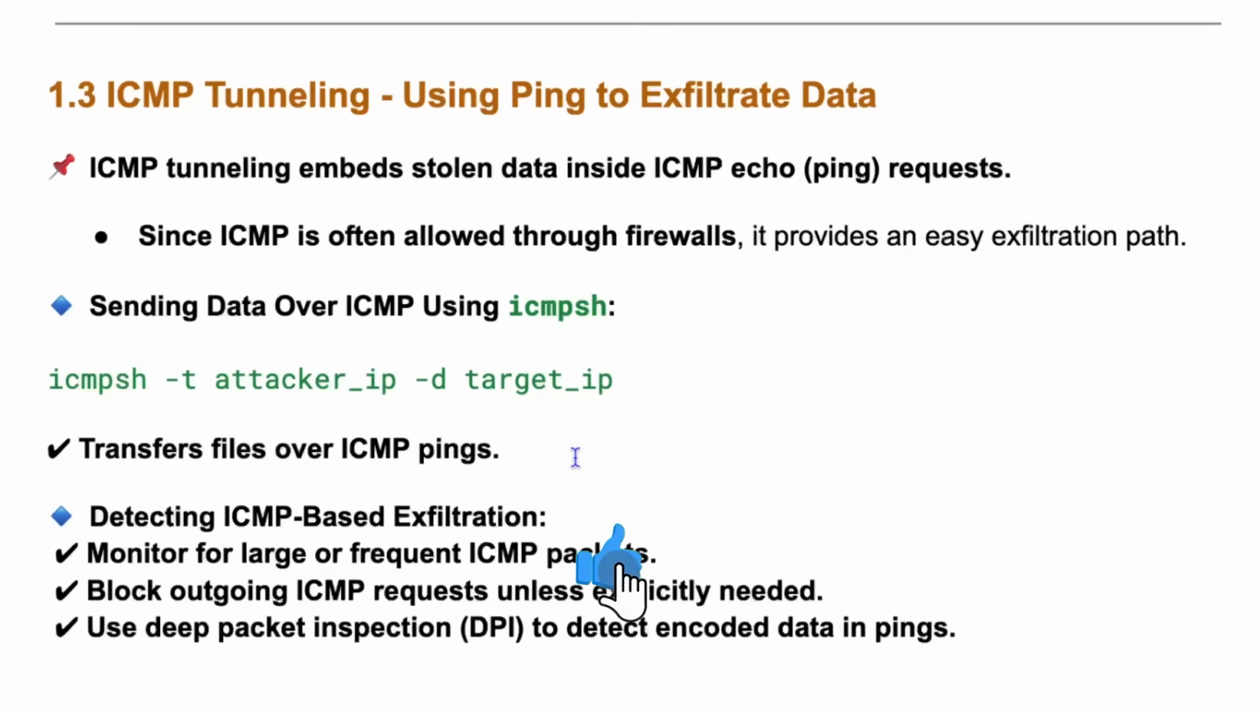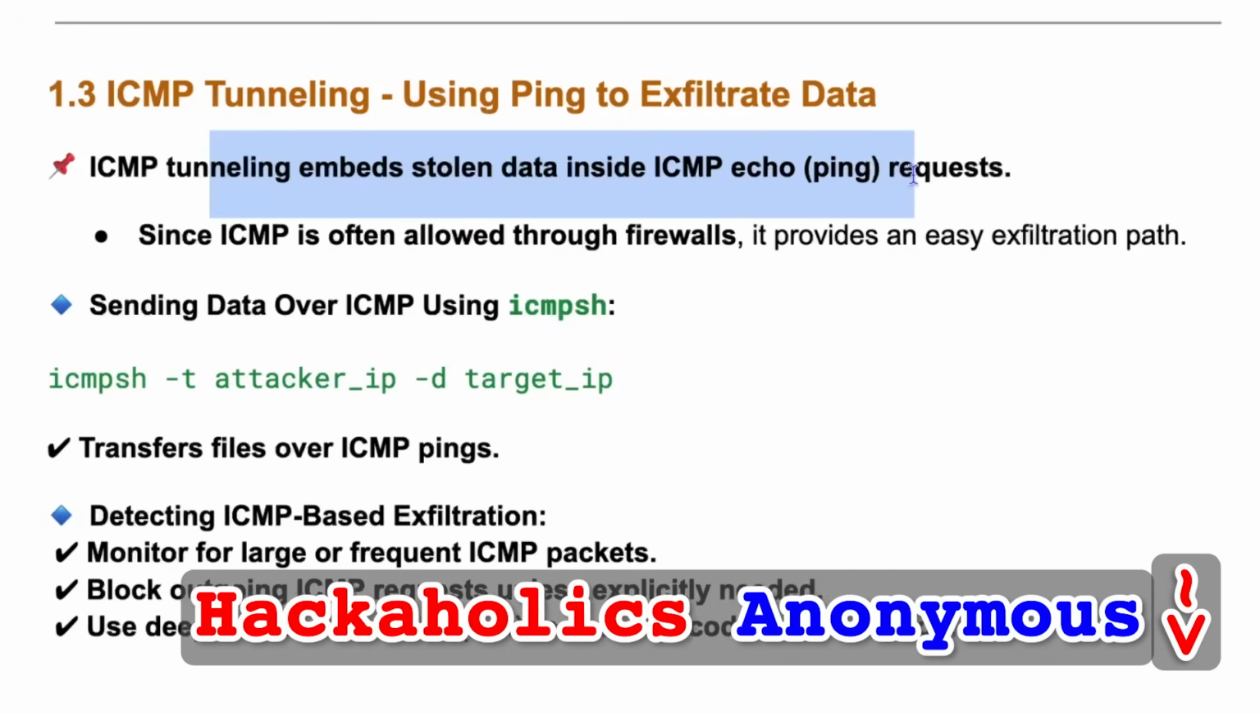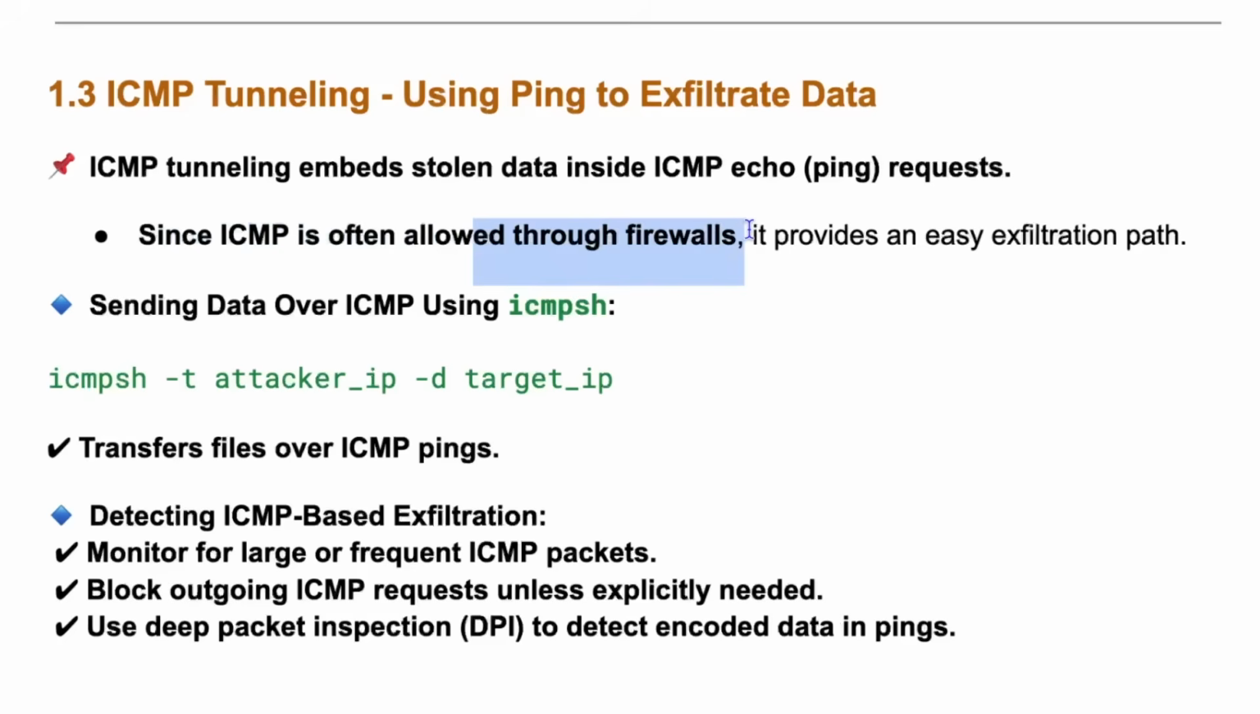ICMP tunneling is our next one, which uses ping protocols to exfiltrate data. The tunnel embeds stolen data inside of an echo or ping request. Since ICMP is often allowed through firewalls, it provides an easy exfiltration path. Exfiltration is the key word here, because there are a lot of firewalls that will prevent pings from coming in. So if you are pinging the target, the firewall may actually block your pings.